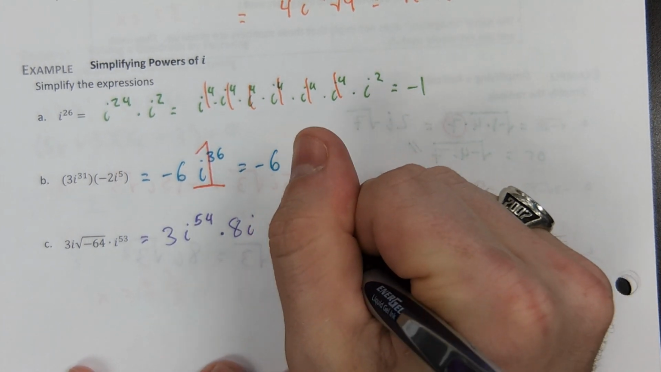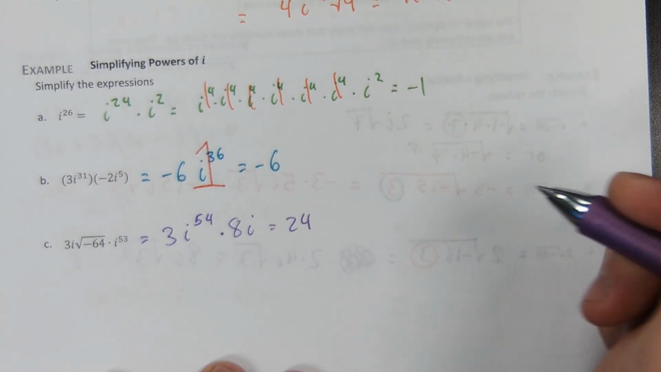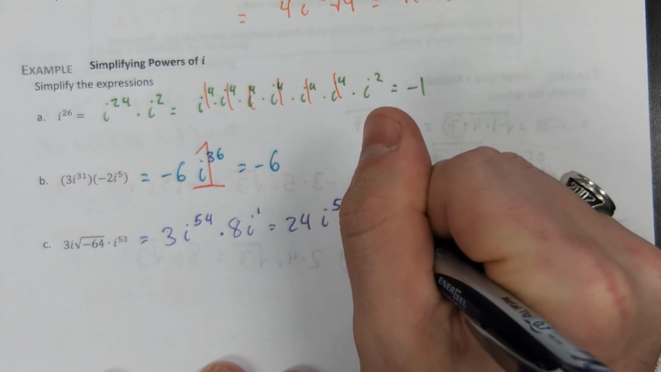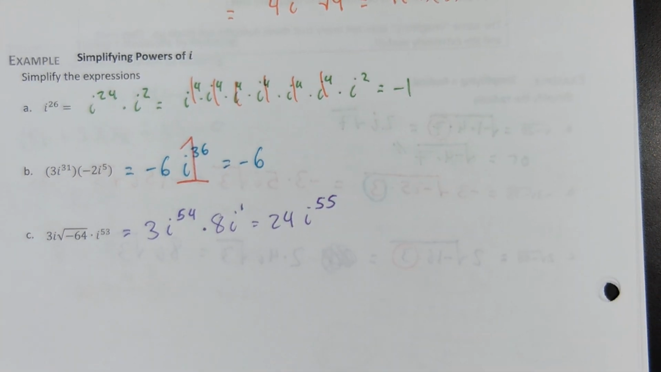Three times 8 is 24. And 54 plus 1 is 55. 55 is not a multiple of 4. So we need to know our times tables. What number smaller than 55 is a multiple of 4?